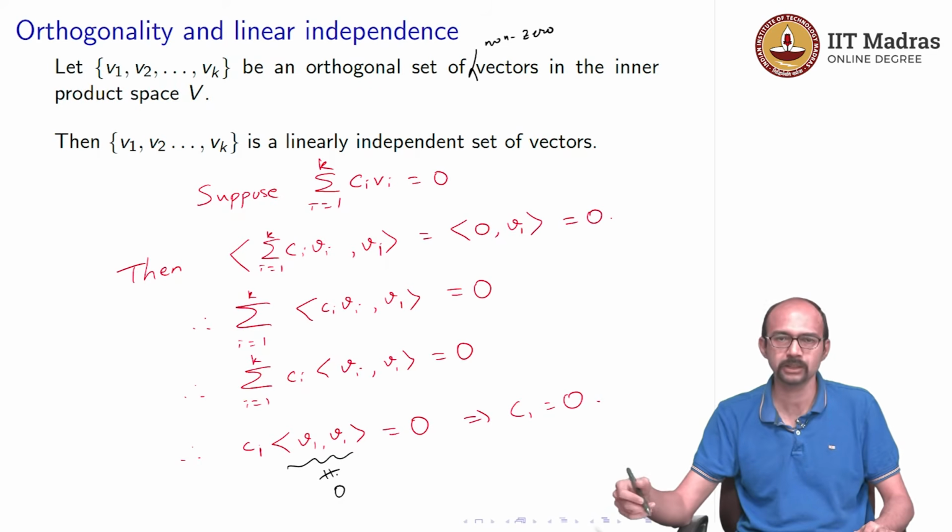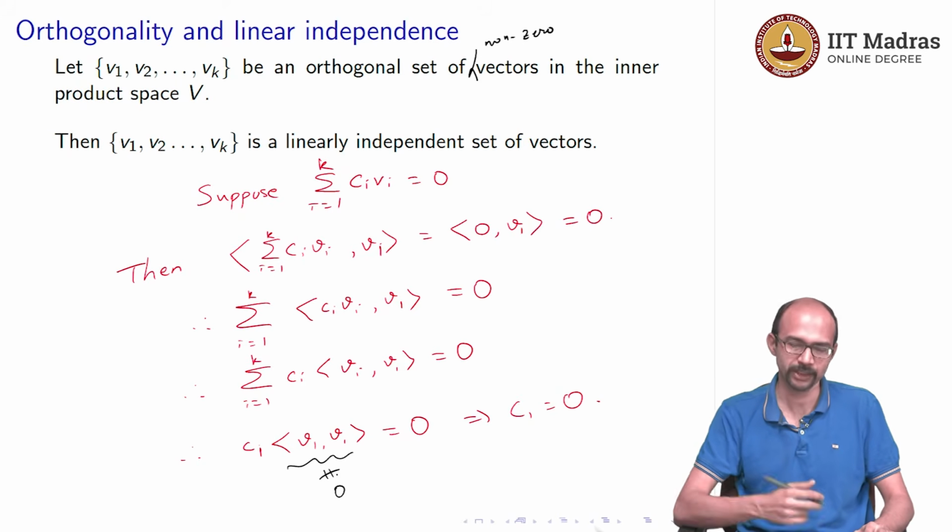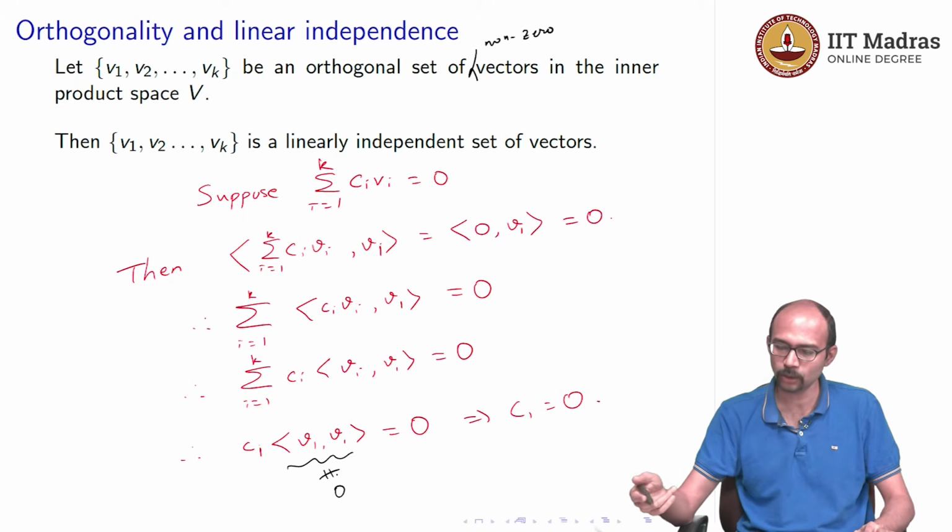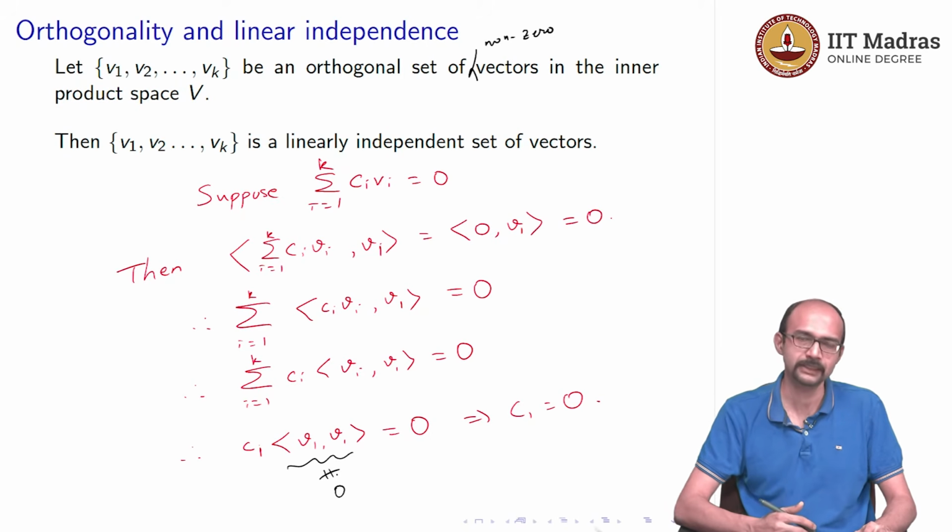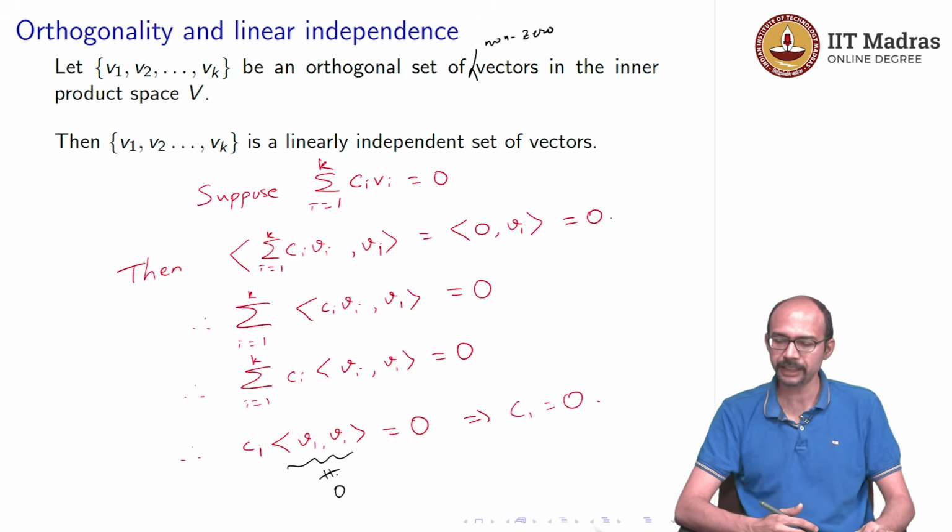And you can do this argument, instead of v1, with v2 or v3 or vj in general, and you will get that cj is 0. So, that will tell you that each of these constants is 0, which is exactly the definition of linear independence. So, that is the reason why every orthogonal set of non-zero vectors is indeed a linearly independent set of vectors.